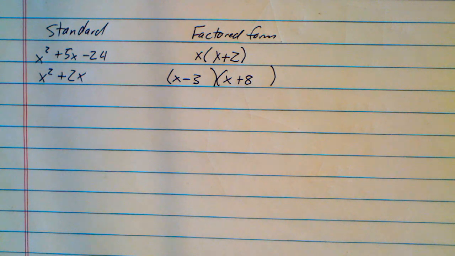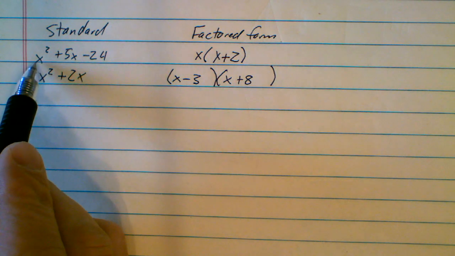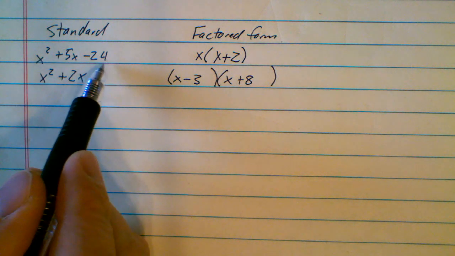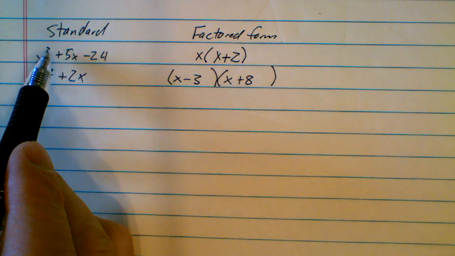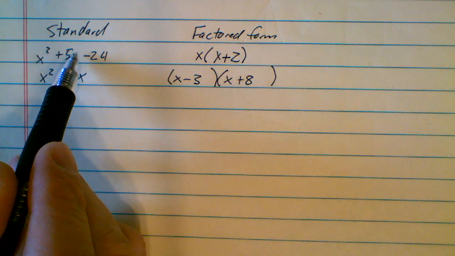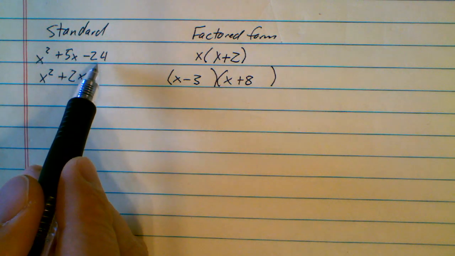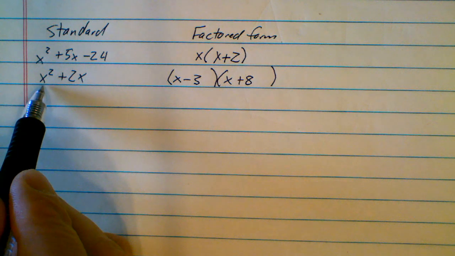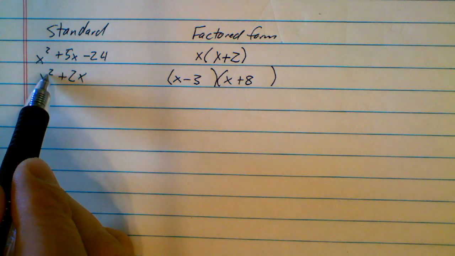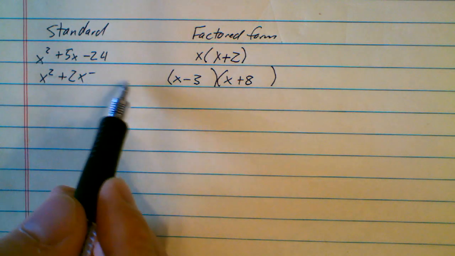In this video, we're going to talk about the difference between standard form and factored form. So in standard form, we have our exponents and variables in decreasing order. So we have x squared, 2, 5x, one variable, and minus 24. Or down below here in this equation, we have 2, 1, and then nothing.